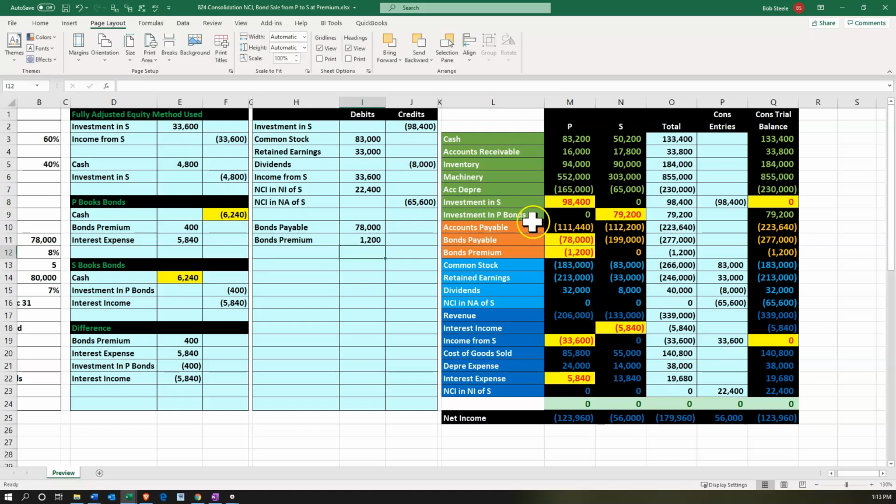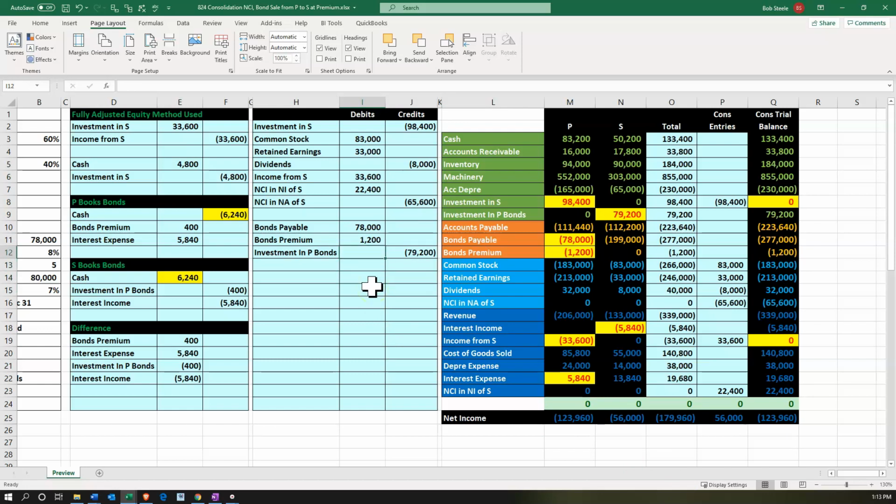We also know that this investment in P needs to go off the books because it's related to that intercompany bonds on S's side of things. So that should be the other side of things. It's on the books as a debit, so we're going to credit it to remove it. That should balance out, so that ties out to 0. So let's do that first.